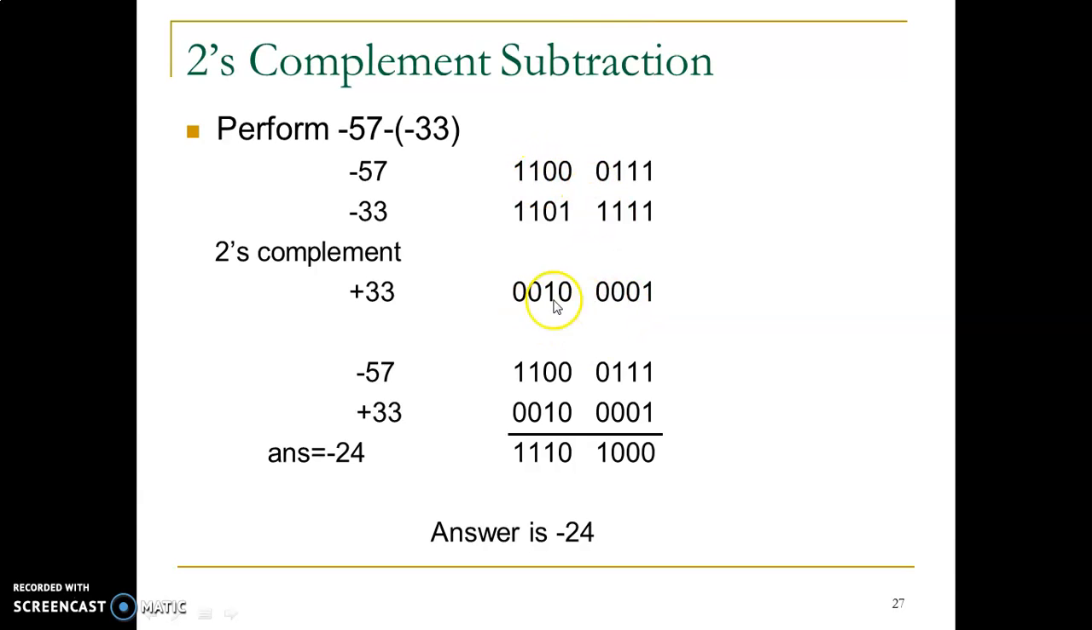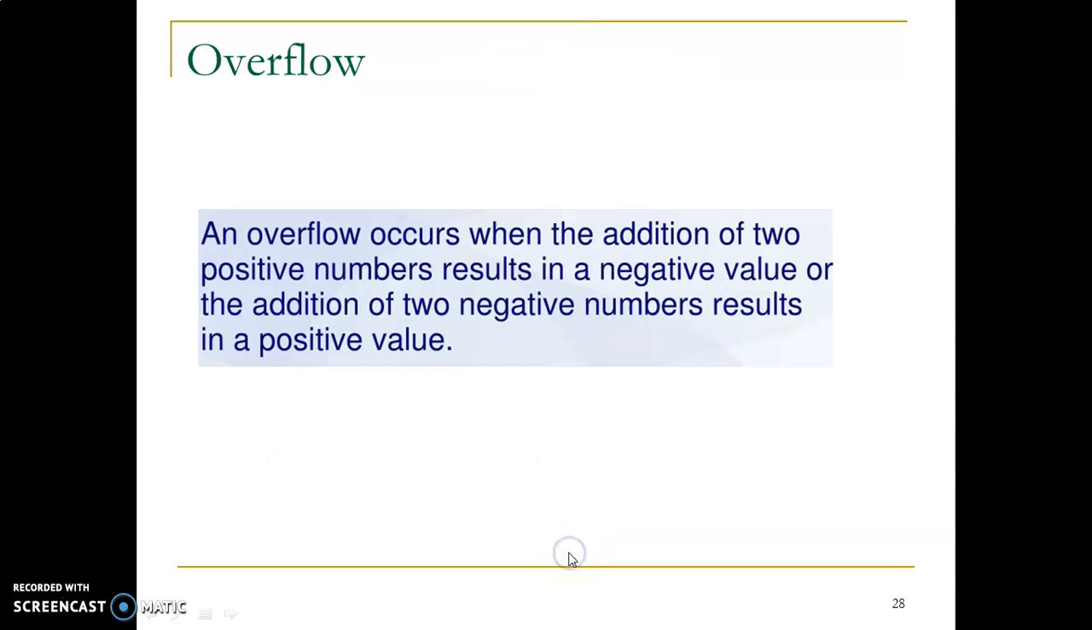Now minus 57 is added with this. This indicates the sign bit is negative here. Sign bit is negative, so this indicates this is a negative number. Now we have to find the 2's complement of this negative number. First find the 1's complement, then add 1 to it. Then find the decimal equivalent of it, then change the sign. So the answer is minus 24.